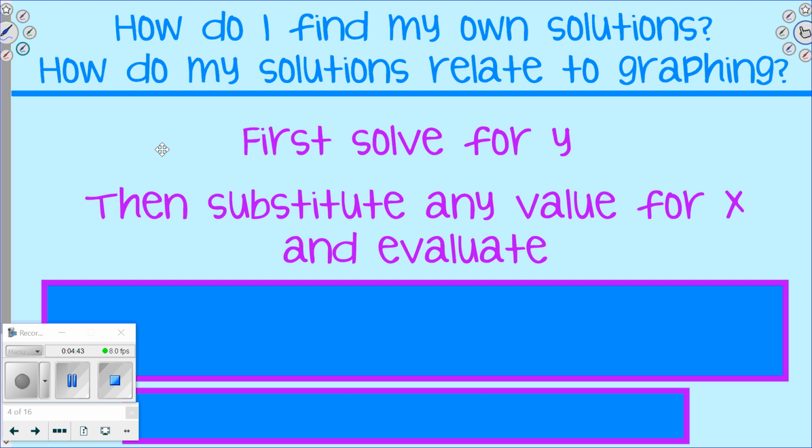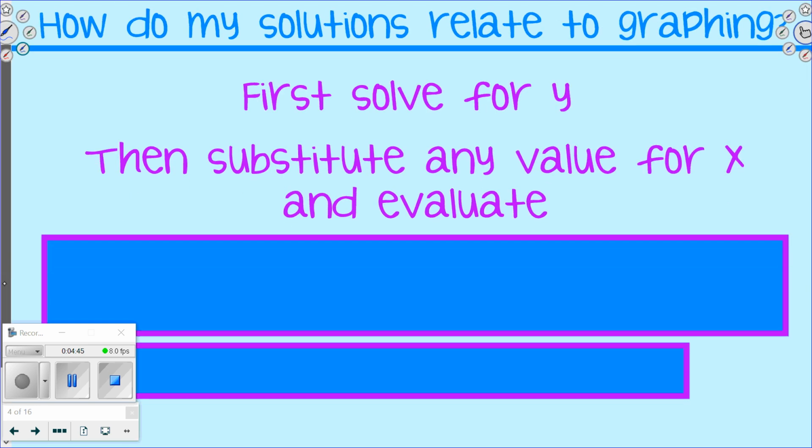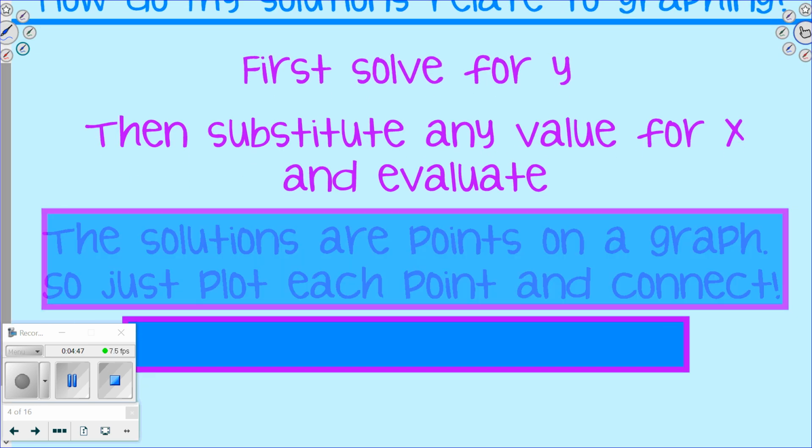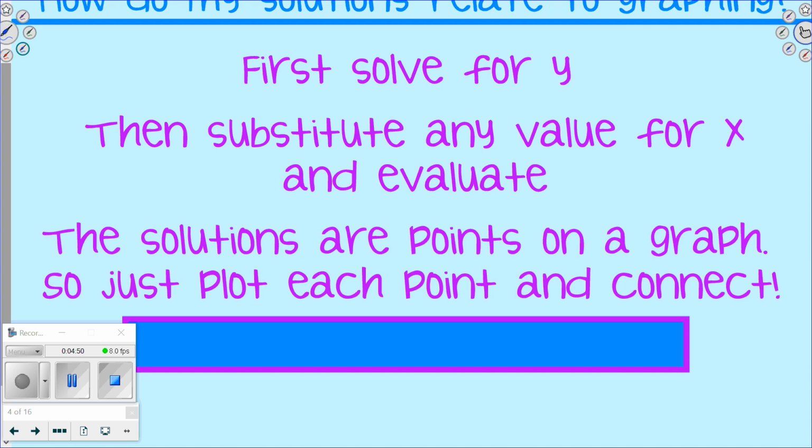All right, then I can substitute in. I'll evaluate that, and it'll tell me what y is. The solutions are points on a graph. So then I can just plot some points and connect them with a line, and now I have graphed that line. Okay. So as long as I know a couple points, I can graph a line. I can figure that out.